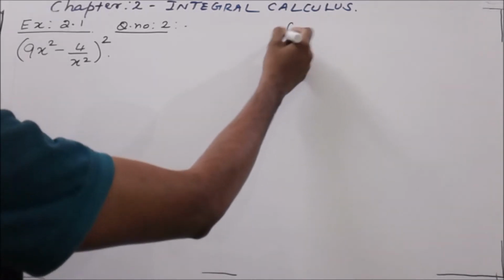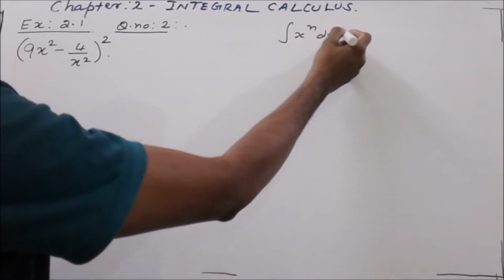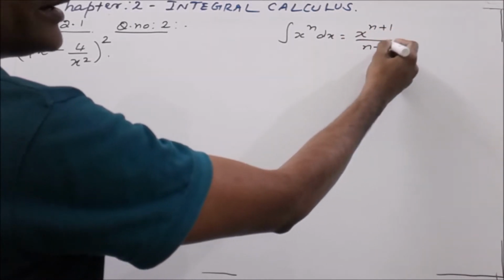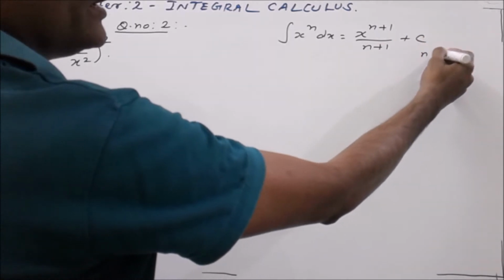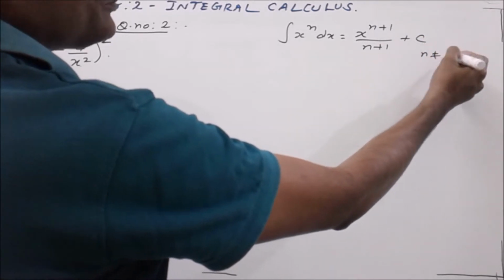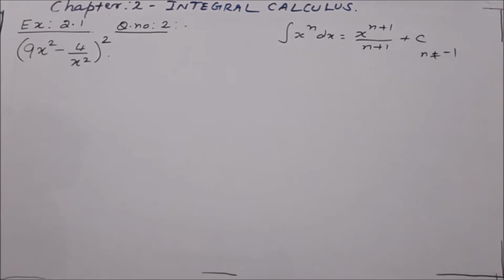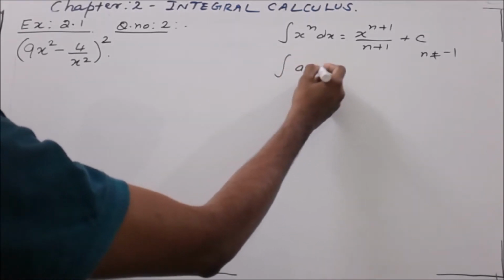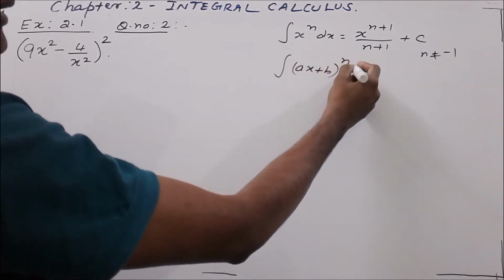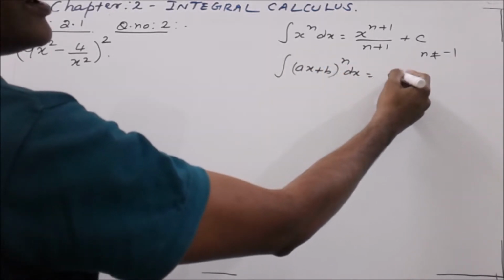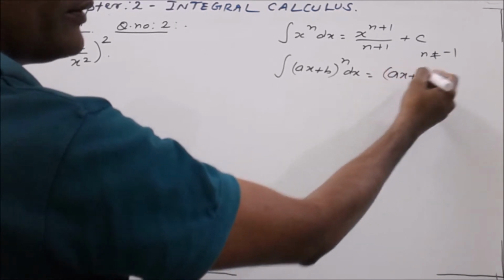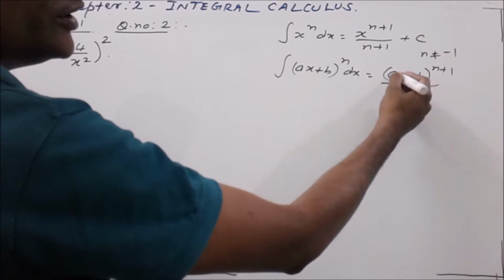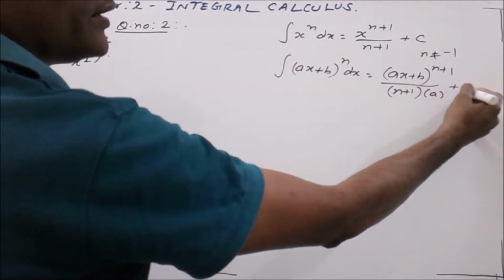One is integral x power n dx equal to x power n plus 1 divided by n plus 1 plus c, where n is not equal to minus 1. The second one, integral (ax plus b) whole power n dx, is equal to (ax plus b) whole power n plus 1 divided by (n plus 1) into a, plus c.